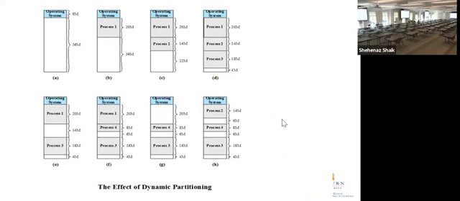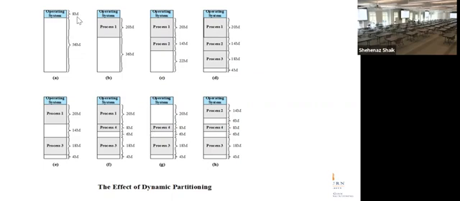Okay, so here we have just one other example, which shows what happens as processes arrive and we follow one of these four approaches, first fit, best fit, or any of the others, to allocate memory to an arriving process from any of these holes. Then we will arrive at a scenario something like this.